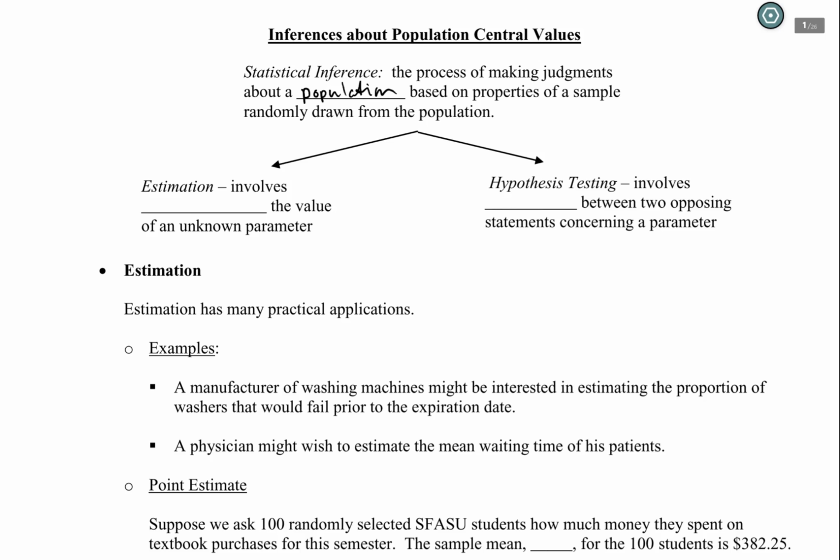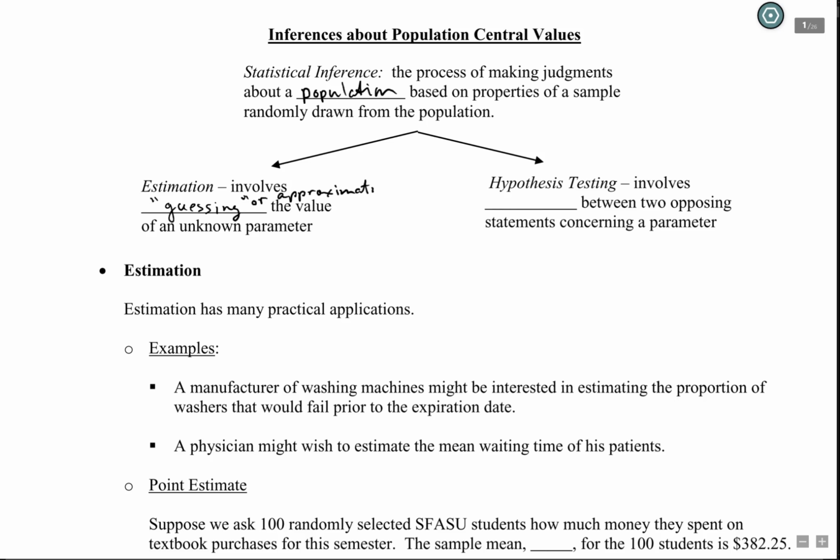The first way is estimation, and it involves, I'm going to put in here, guessing or approximating. I don't really like the use of either one of those, but the sense is that there's a parameter that's unknown and we want to say something about it. We want to guess at its value or approximate its value. We want to estimate its value.